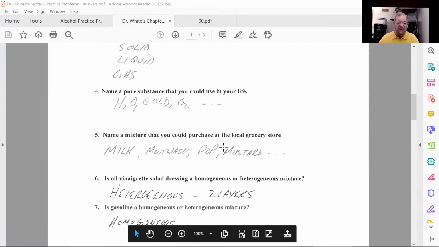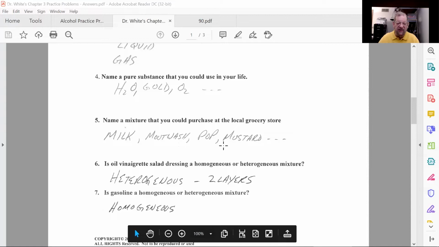Now, we talked about homogeneous and heterogeneous. A homogeneous mixture is the same throughout. Heterogeneous is not the same throughout. And therefore, question number 6: are oil and vinaigrette salad dressing homogeneous or heterogeneous? And the answer is heterogeneous. Why?